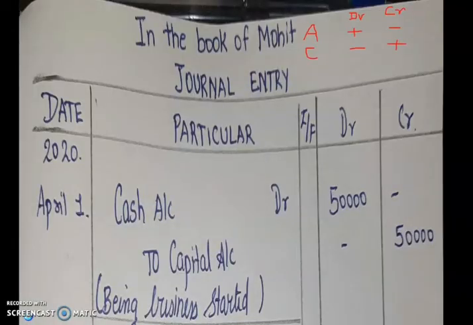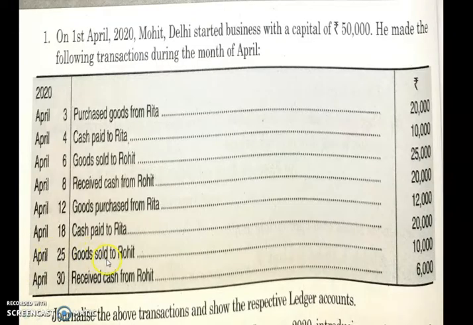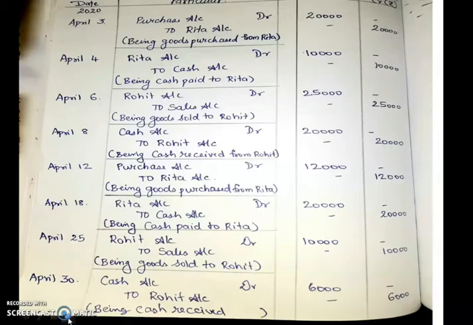Now on 25th April, goods sold to Rohit 10,000. So you are selling goods to Rohit, and because it is not mentioned, it is not a cash sale. The name of the party is given, so you have to understand that it is a credit sale. So the entry goes Rohit account debited to sales account 10,000 being goods sold to Rohit.